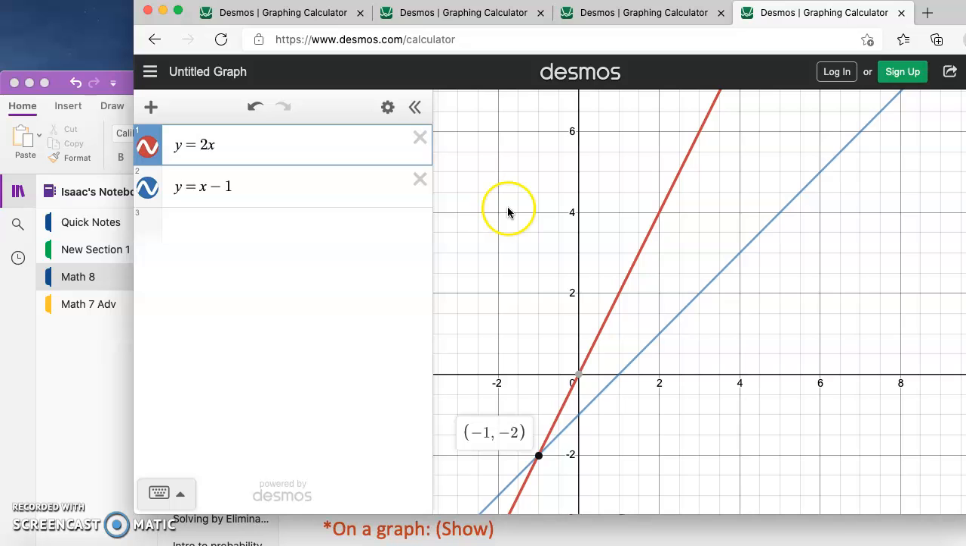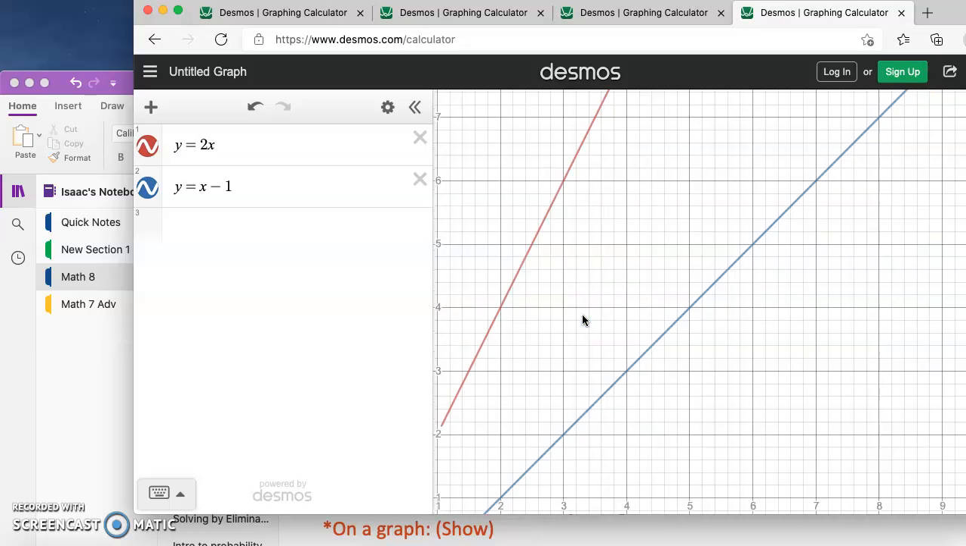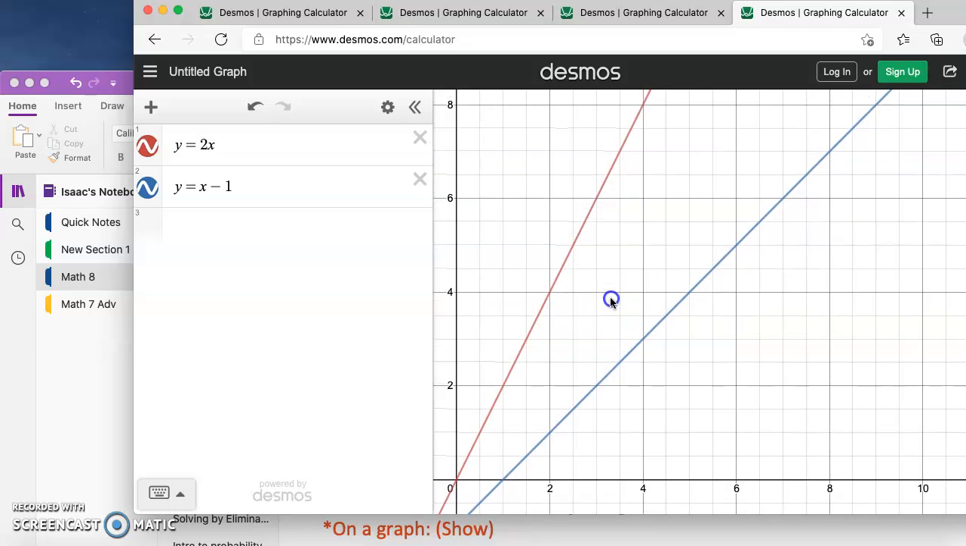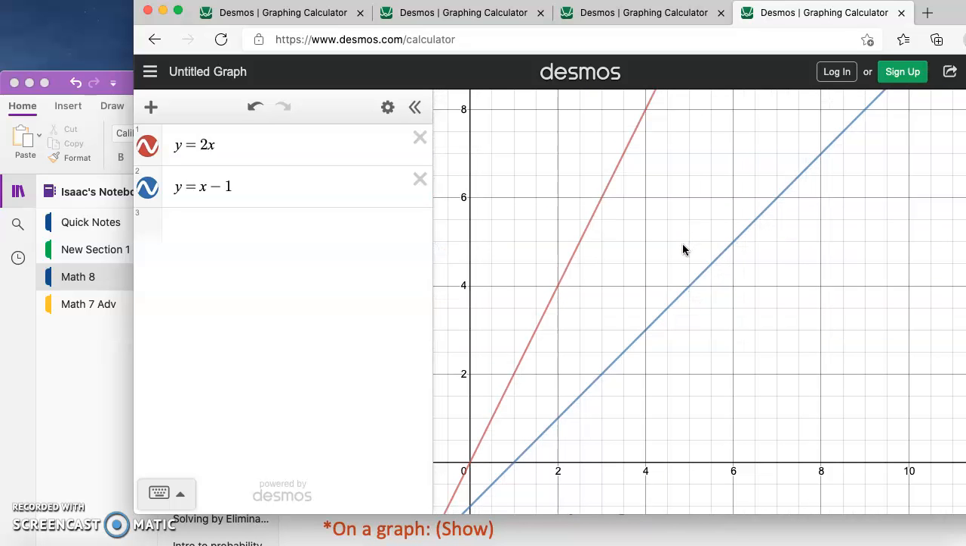Now sometimes you have to be careful because if I started looking at this graph right here, I might go, well, their slopes look different, but I don't see them intersecting. It must have no solutions. Nope. If you're using a graphing utility, you should zoom out and make really sure that they never cross.